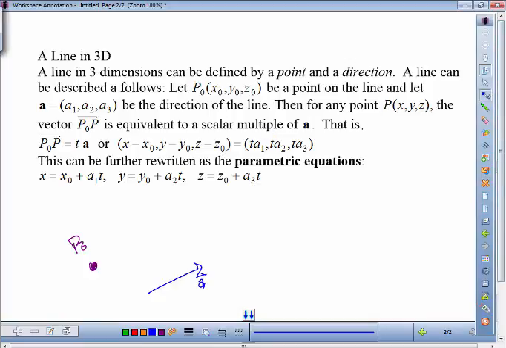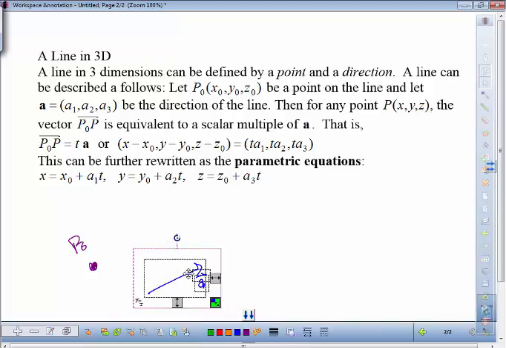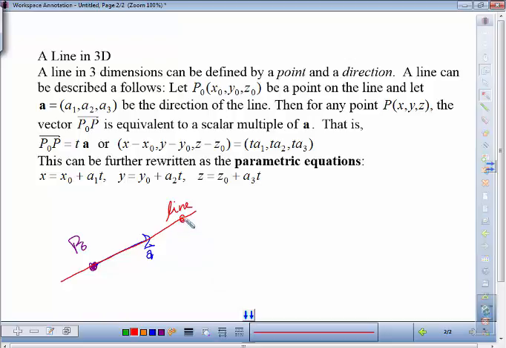So what they're saying is that if you want this line, or if you want this vector to be on that point so that you have a line, then any point on this line can be described by going to this point P naught, and extending this vector A by some scalar multiple to whatever point you're looking at.